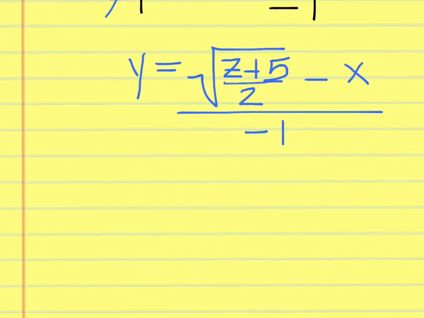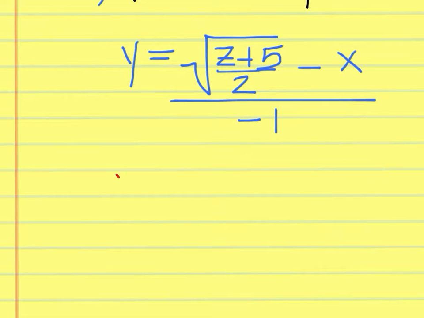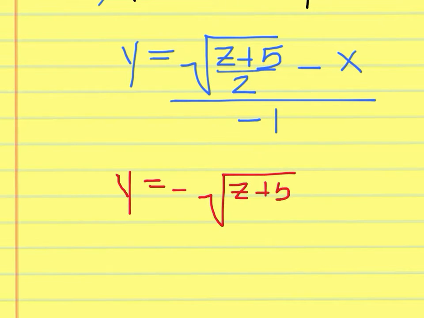You now have to simplify still. The division by negative 1 will change the sign of everything on the top, so it's a negative square root of z plus 5 over 2 plus x.